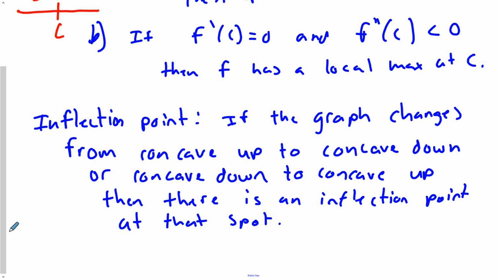And then inflection points. If the graph changes from concave up to concave down, or concave down to concave up, then there's an inflection point at that spot. What this usually looks like is something like this. At this spot right here, we have an inflection point. So these are all the values that you have to find when you're graphing.